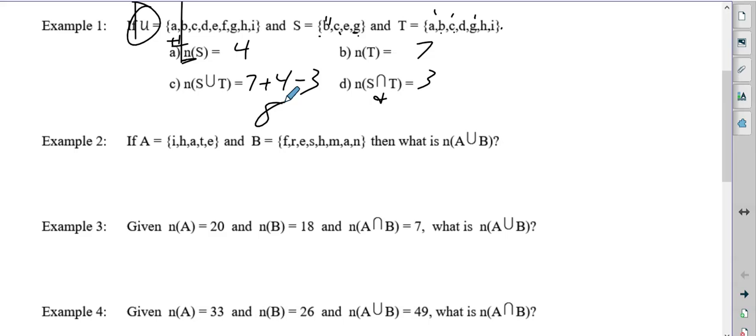All right, example 2. We have 1, 2, 3, 4, 5 here. We have 1, 2, 3, 4, 5, 6, 7, 8 here. So the number in A is 5. Number in B is 8. And we've got to look for the overlap, of which there are 3 letters: the H, the A, and the E. So do 5 plus 8, which is 13, minus 3, which is 10.